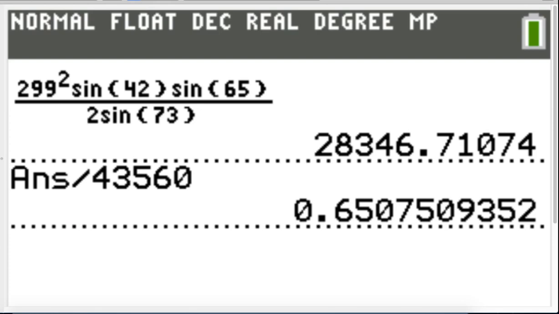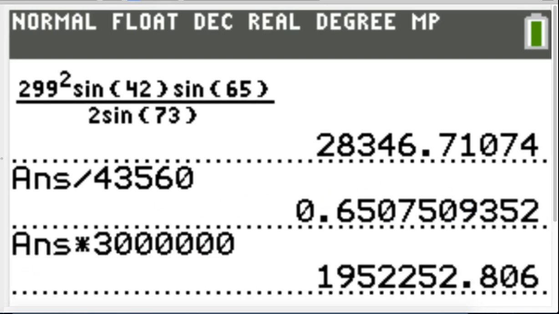Then the second part says, well, how much is this land going to cost if it's $3 million per acre? Well, then I would just take my total number of acres and multiply that by 3 million. Then I get $1,952,252.81 if I round that to the nearest cent. Okay, so those would be my two answers, right? This would be the number of acres, and generally we'll round that to two decimal places, and then this would be the cost of that piece of property.